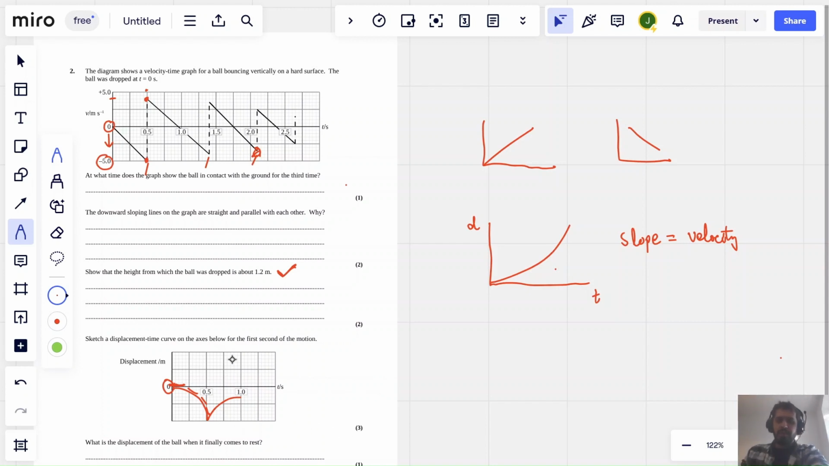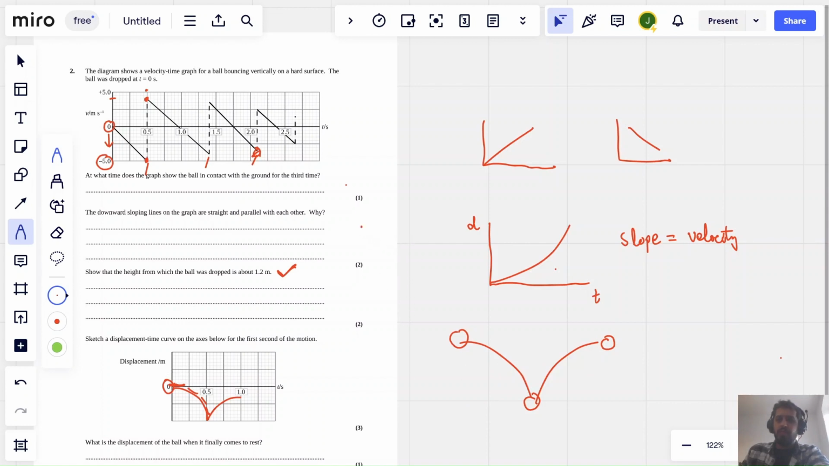One other thing that I have seen my students do, they make this mistake. They think that if the graph looks like this, it means that the ball is falling like this and it bounced back like this. This is not true. This is just the displacement time graph.